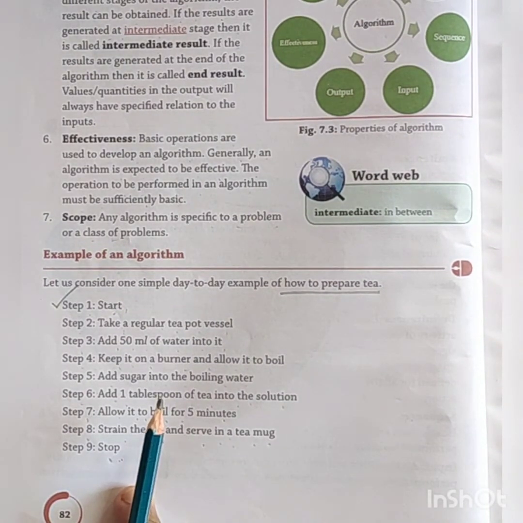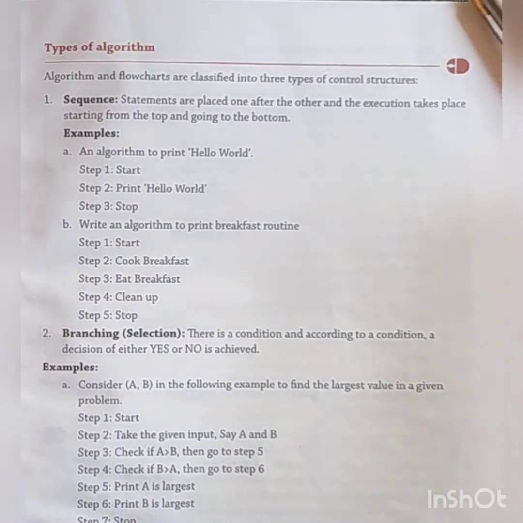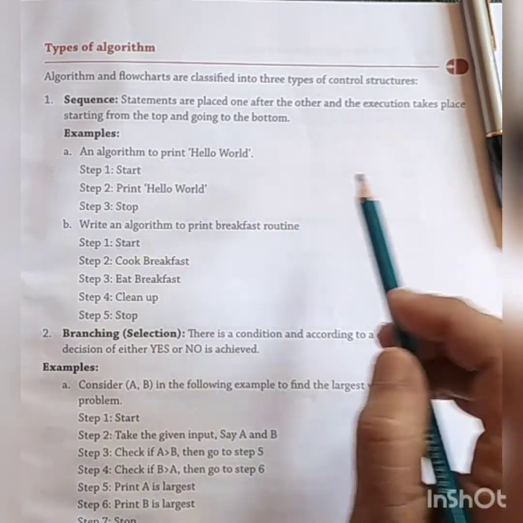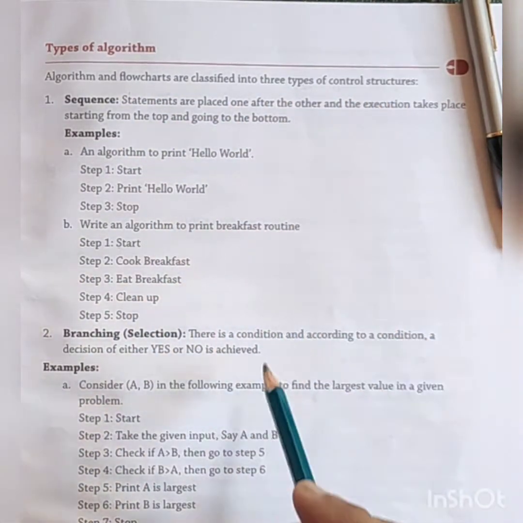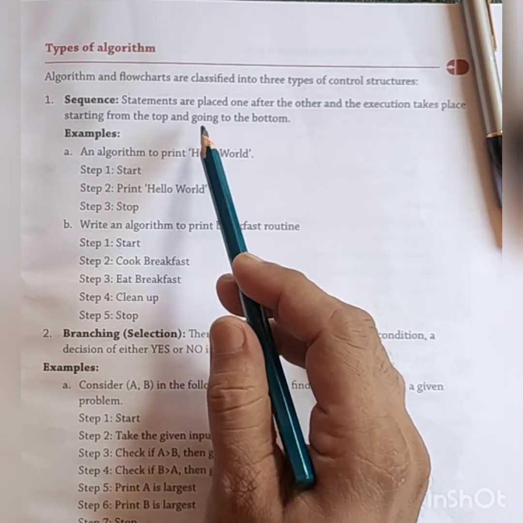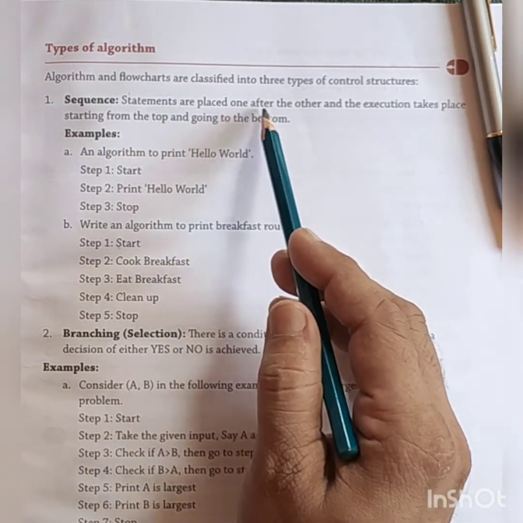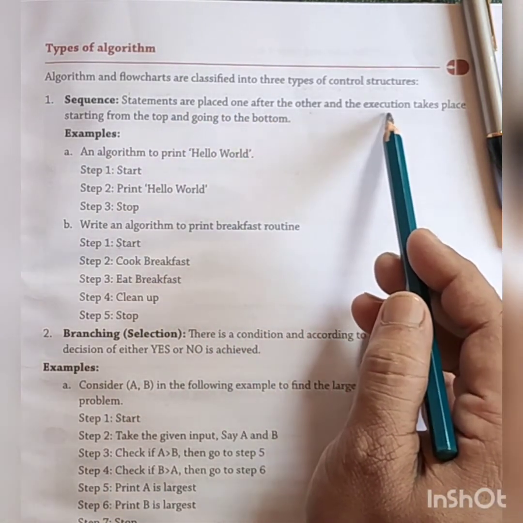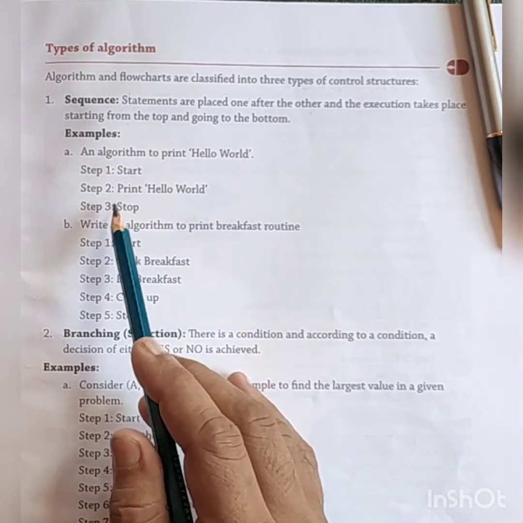Now I'll explain the types of algorithm. Algorithm and flowchart are classified into three types of control structure. First is sequence. What does it mean? Sequence statements are placed one after the other, and the execution takes place starting from the top going to the bottom. Correct.